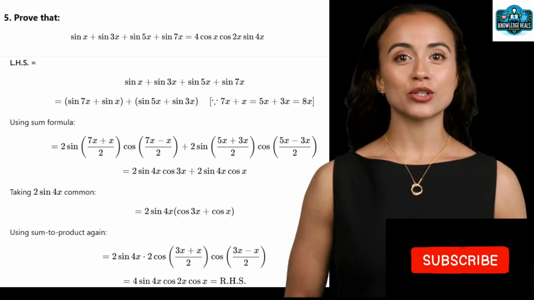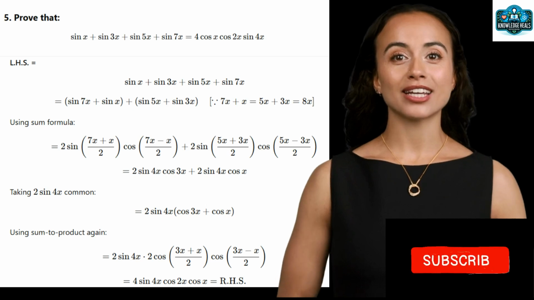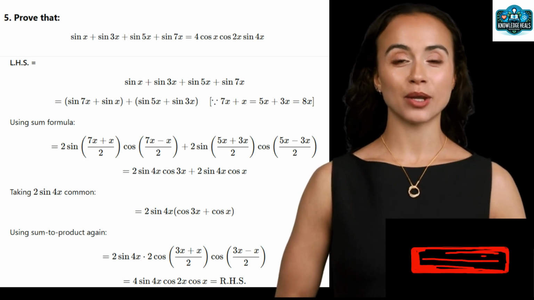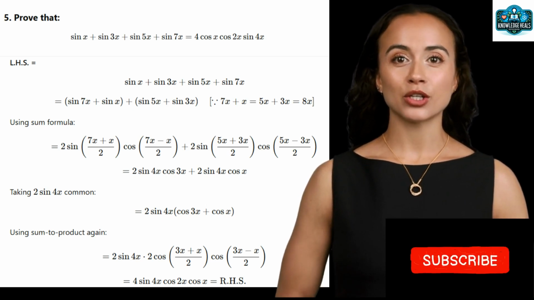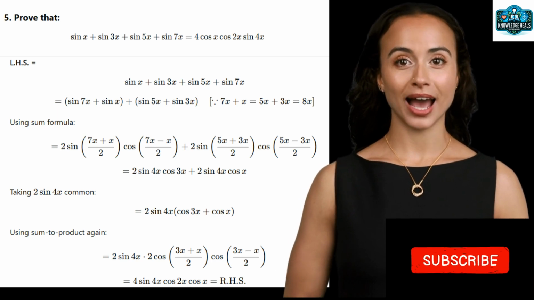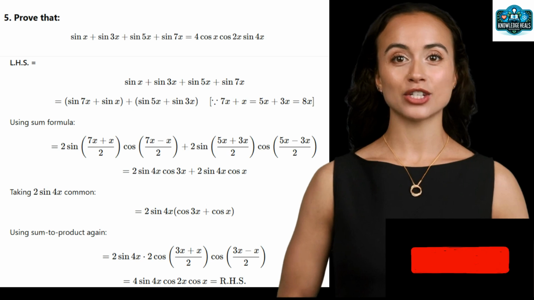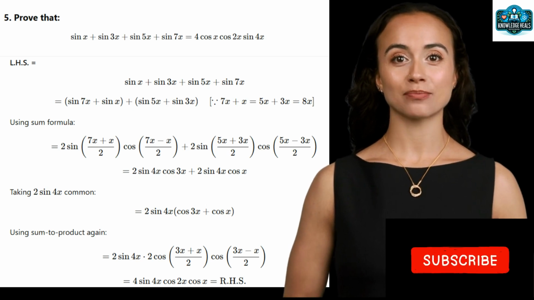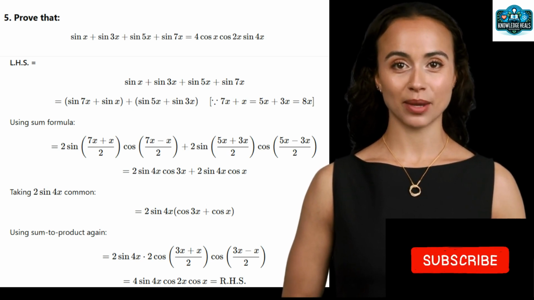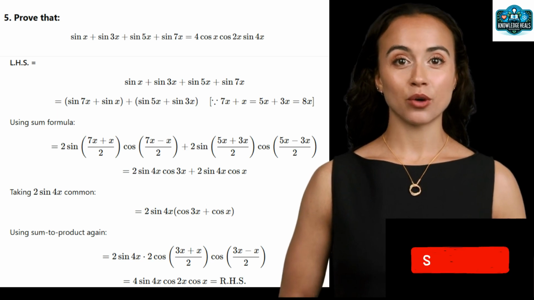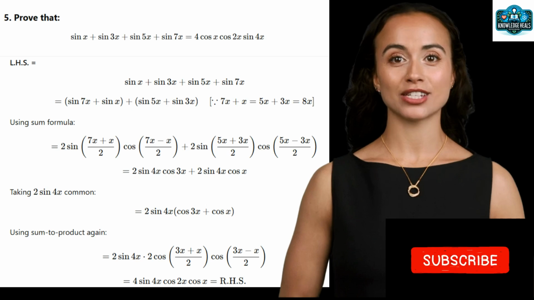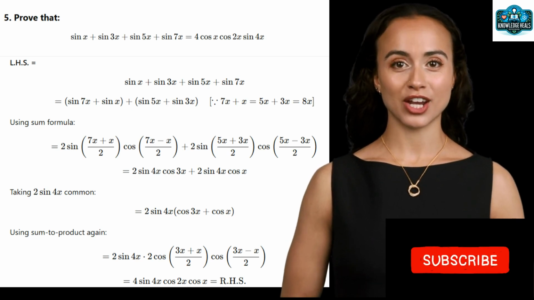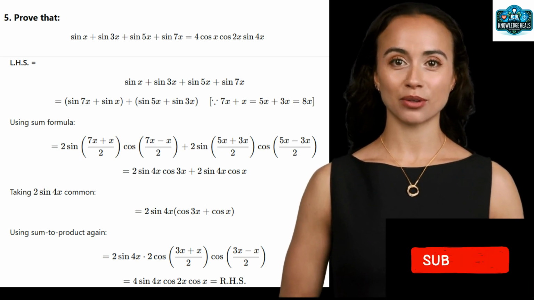Now we will take 2 sin 4x common, and we get 2 sin 4x into (cos 3x plus cos x). Now we will use sum to product again, and we get 2 sin 4x into 2 cos of (3x plus x) by 2 into cos of (3x minus x) by 2, which is equal to 4 into sin 4x into cos 2x into cos x, which is equal to RHS. Hence, our equation is proved.